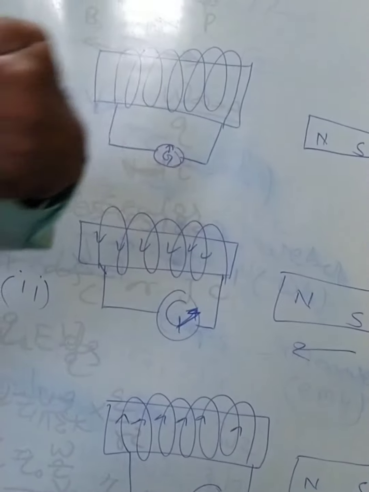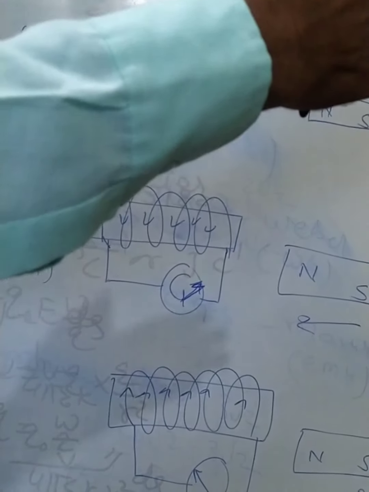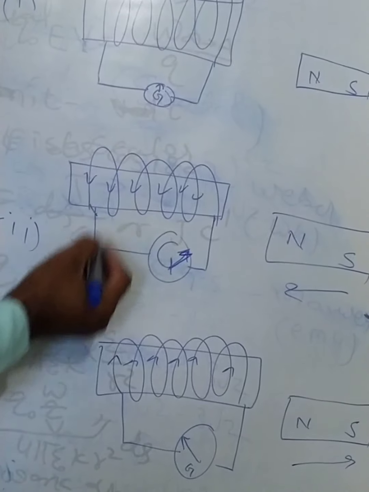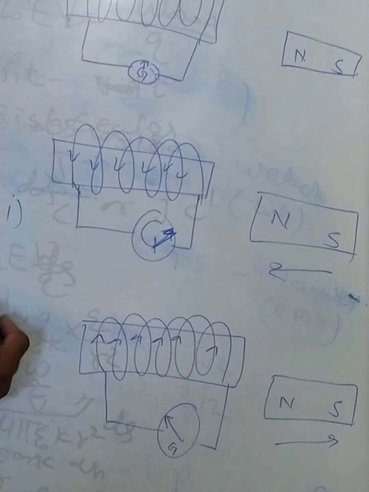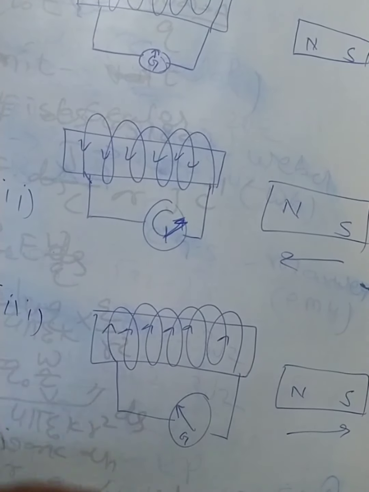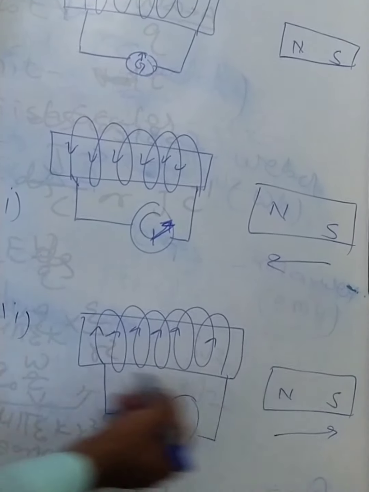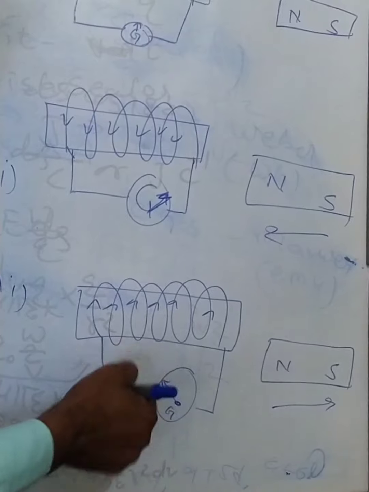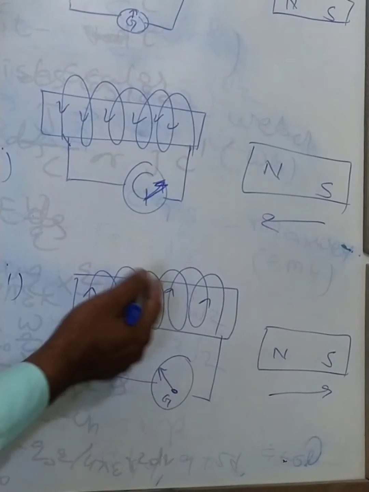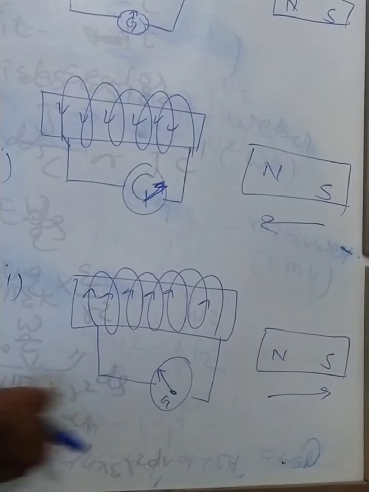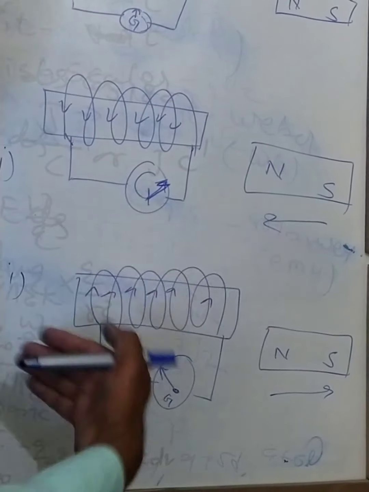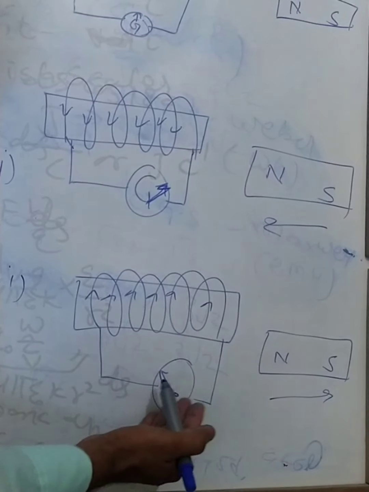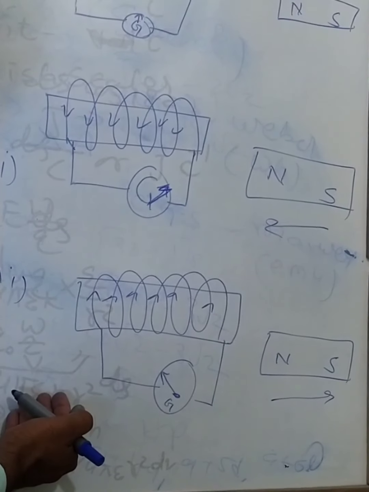If the magnet comes to this side, the galvanometer deflects in the opposite direction, so the current flows in this condition. Now there is condition number 3. If the magnet is taken away from the coil, the magnetic field changes again and the current flows, and the galvanometer deflects towards the left. So when the magnet is taken away from the coil, the galvanometer deflects towards the left.